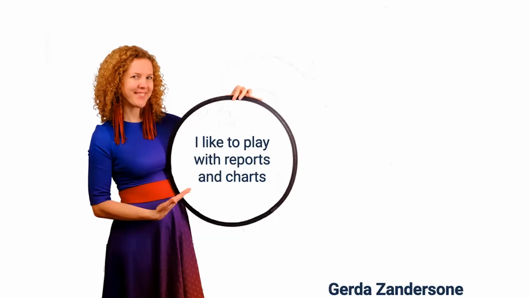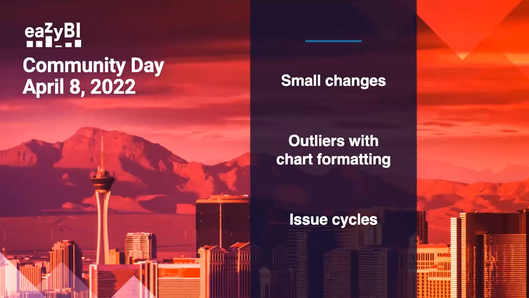Usually I will be the one who tries to figure out how to make your reports more appealing and how they can benefit you. So I will also share, in one use case, those small changes that Raymond covered: the Save As button and where you can use it, and also non-empty pages. Then I will talk about outliers in your reports and how you can benefit from chart formatting. The last one will be issue cycles, and I will dig deeper a little bit there as well.